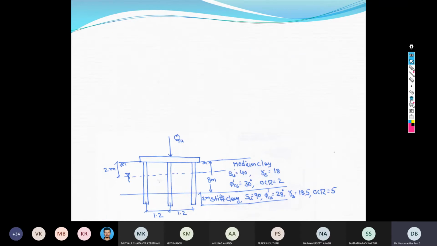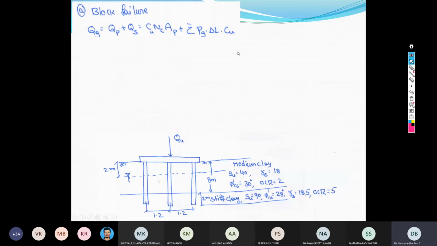Now the next step is how do you calculate the skin friction? That is the second component of the pile group equation. The equation for skin friction is summation of Pg into delta L into Cu. Here Pg is the perimeter of the block.